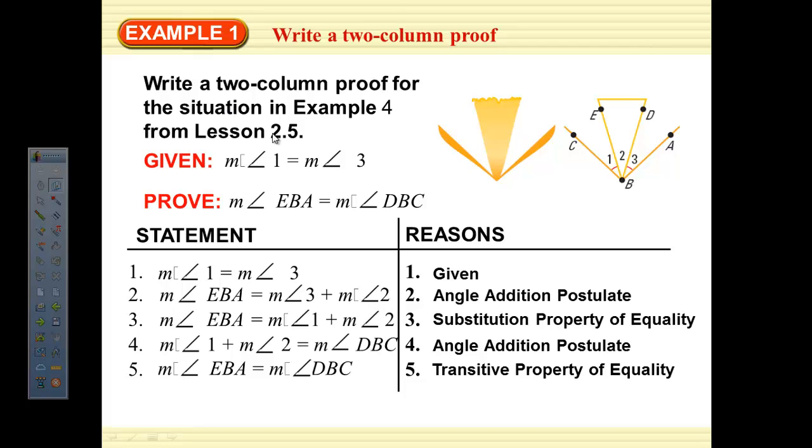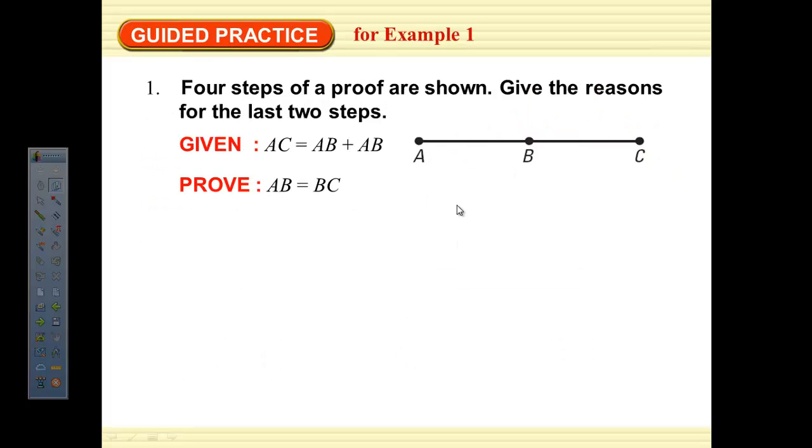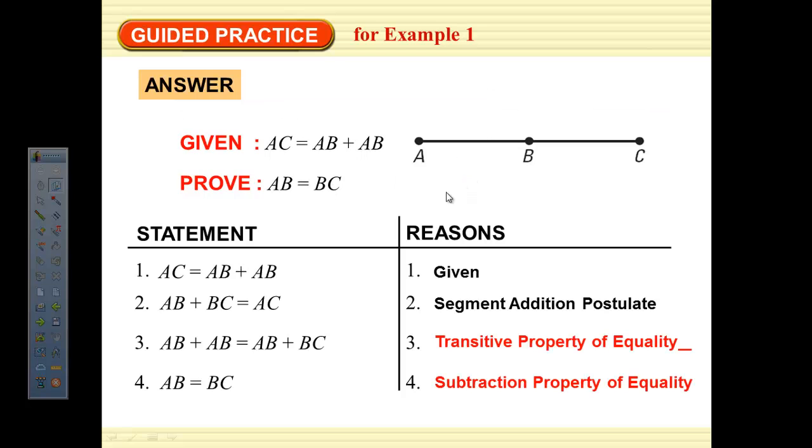This is very similar to the proof that we did in the last section as well. Alright, here's another proof. We're given that AC is equal to AB plus AB, and we want to prove that AB is equal to BC. So we're going to start on the next page, same picture. We can't really mark anything on the figure this time because it's just saying the two small ones are equal to each other. So again, our first step is to write the given, and so we write AC is equal to AB plus AB, and the reason is given.